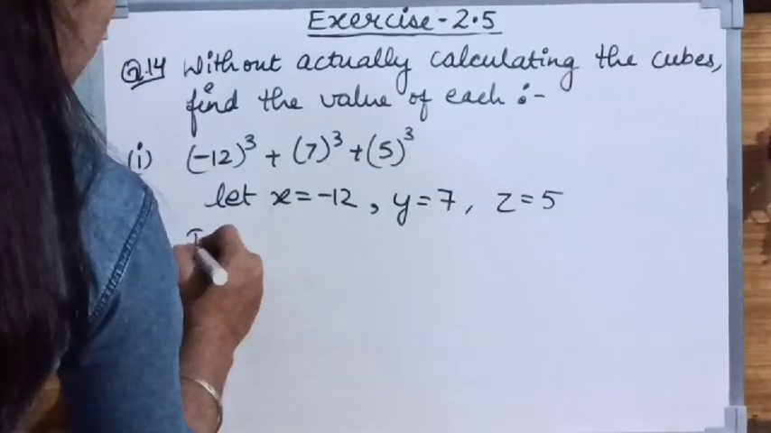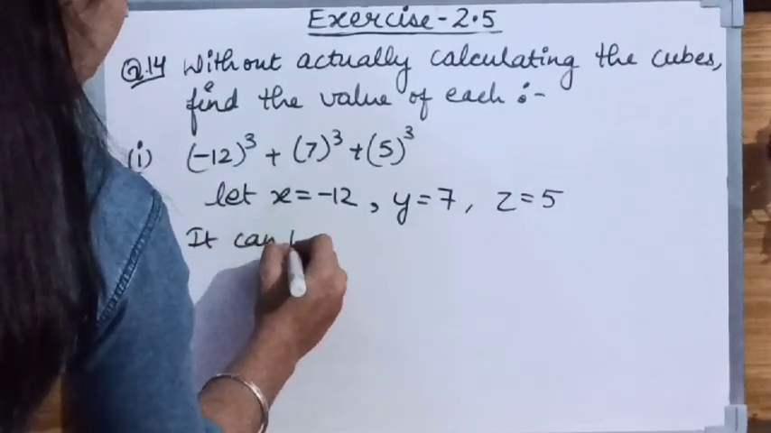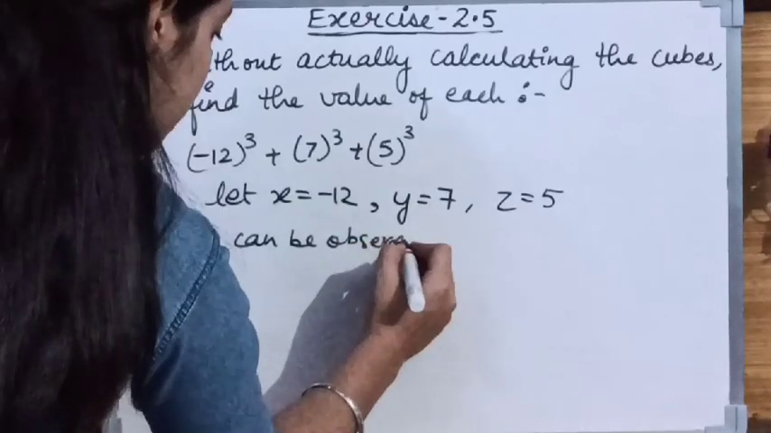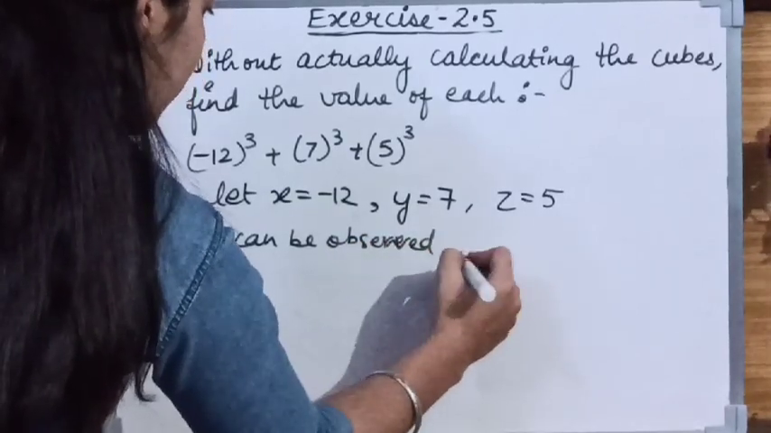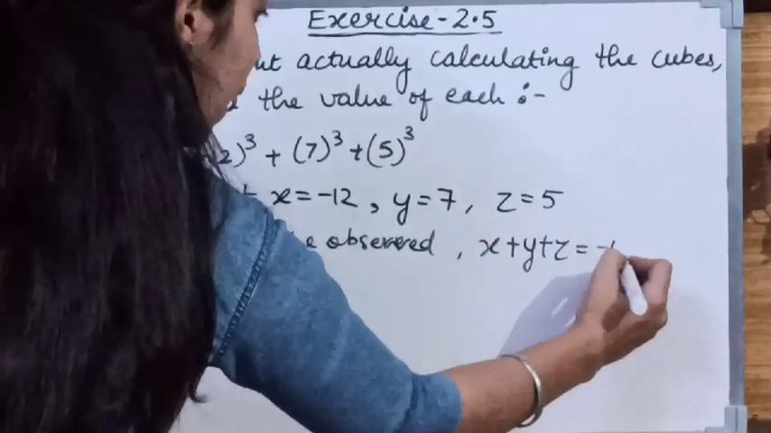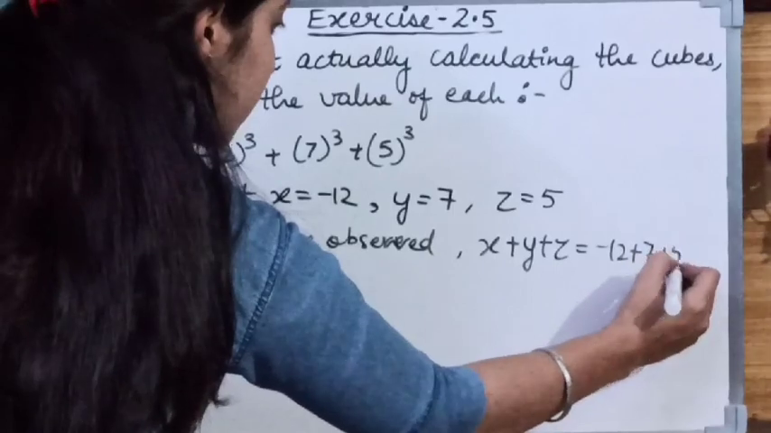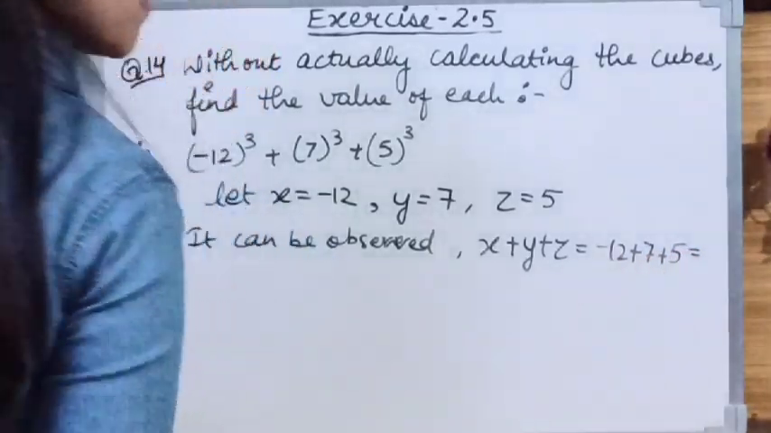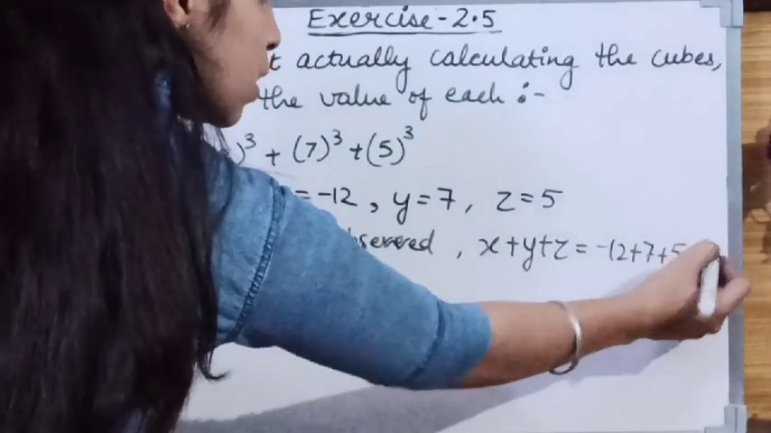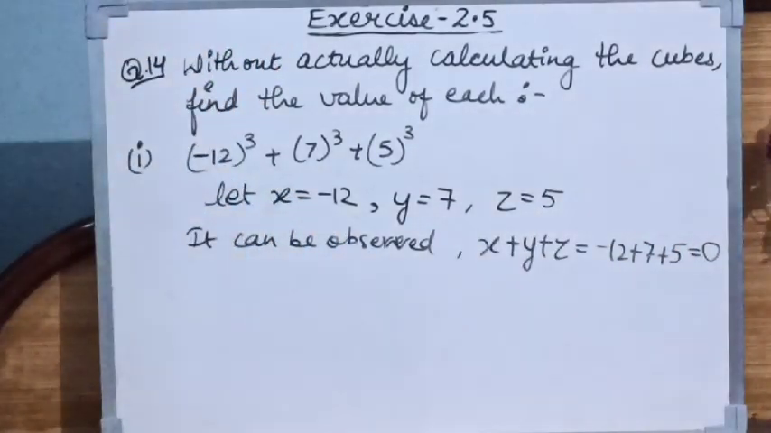And it can be observed, students, that when we find the value of x plus y plus z, it is equal to minus 12 plus 7 plus 5, which is equal to 7 plus 5 is 12, and 12 when subtracted by 12 will give you 0. So the value of x plus y plus z is 0.